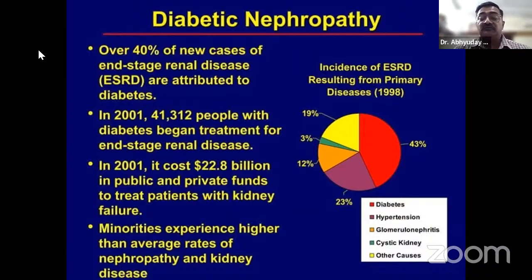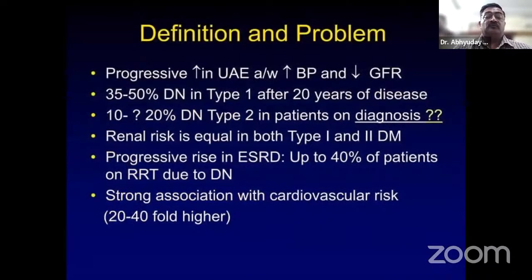And here you can see the incidence of end-stage renal disease resulting from primary diseases. You can see here diabetes and hypertension account for almost two-thirds of our patients. The rest are glomerular nephropathies, nephritis, cystic kidney, and other diseases causing end-stage renal disease. So what happens in chronic kidney disease? There is a progressive increase in urinary albumin excretion, UAE. So we can see here there is proteinuria along with an increase in blood pressure and then a gradual decline in the GFR.